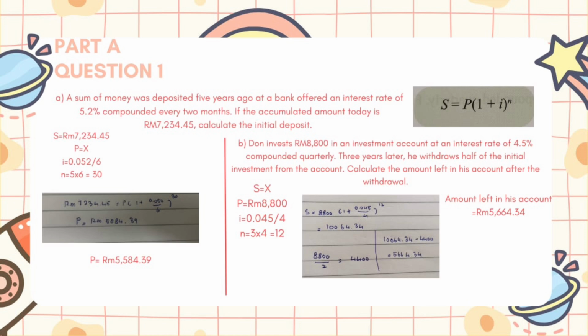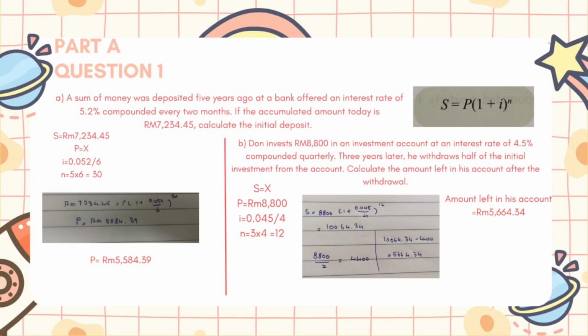So we use the same formula and put all the information given into this formula. S is the value we are looking for. P is 8,800 ringgit. I is 0.045 per 4, and N is 3 years times 4, so we will get 12. For the future value, we will get 10,064 ringgit 34 cents.